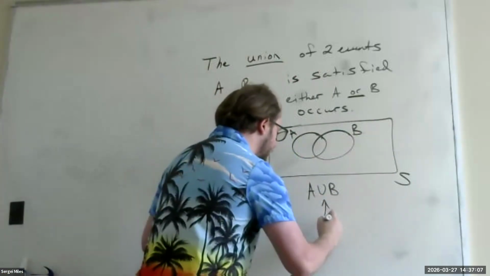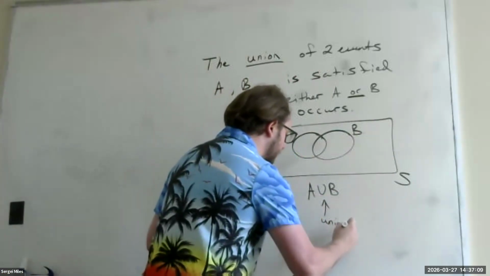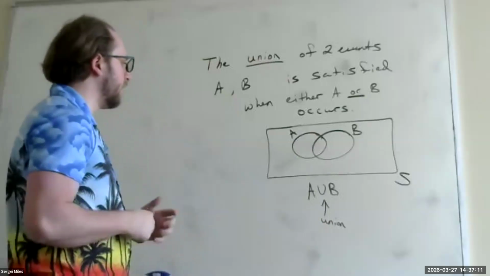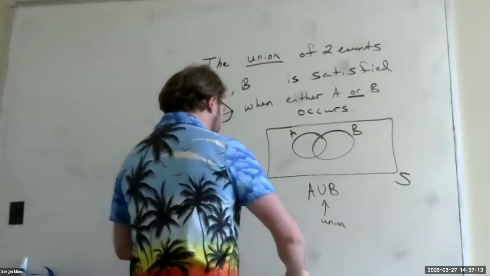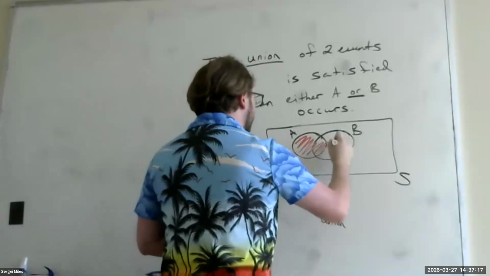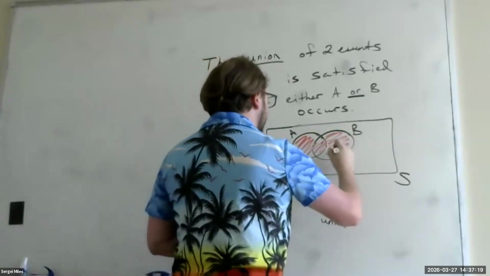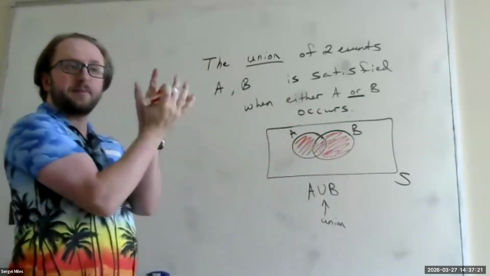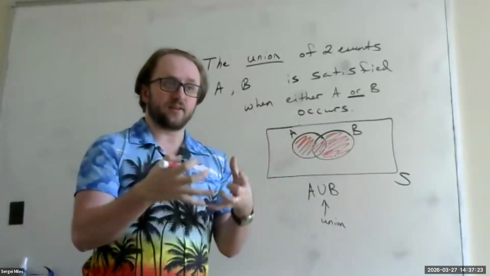We use this symbol when we're talking about a union between two events. This would mean that I'm taking everything in A, I'm combining it with everything in B, and I'm just lumping them all together into a single event.